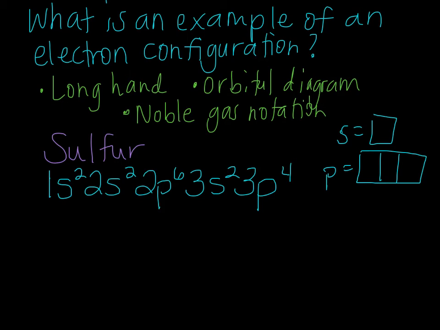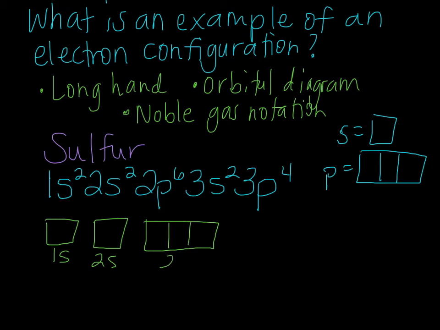So for this very first one, we're going to draw a box to represent the 1s orbital, another box to represent 2s, then 2p, it's a p orbital, so it's going to have 3 boxes, then the s orbital for 3s, and then the very last orbital, which is 3p.